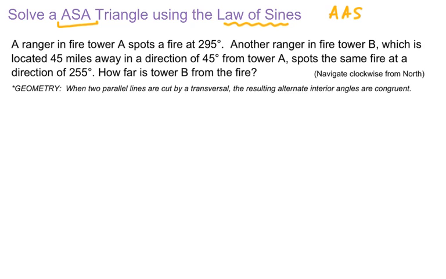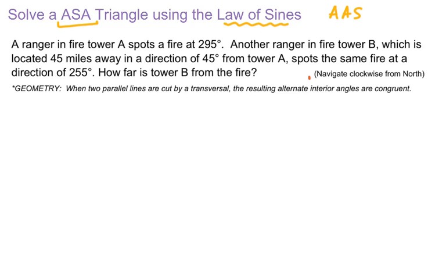We know where they exist. We placed them. We know their measurements and orientation to each other. So we know this 45 and this 45. So that guy who's in Tower B spots the fire at a direction of 255 degrees. So how far is Tower B from the fire?